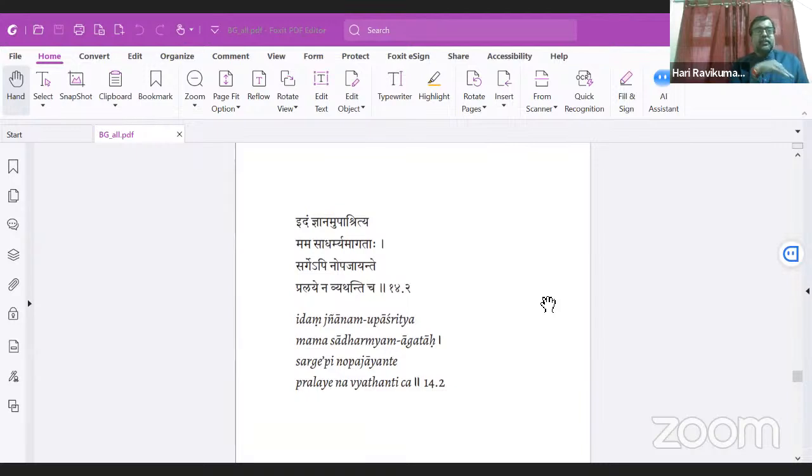So once they reach the supreme state, then during the time of sarga, they are not born. During the time of pralaya, they are not killed. They reach this eternal state where they are always existent. Basically, it's a higher state. Realizing this, one reaches the higher state.